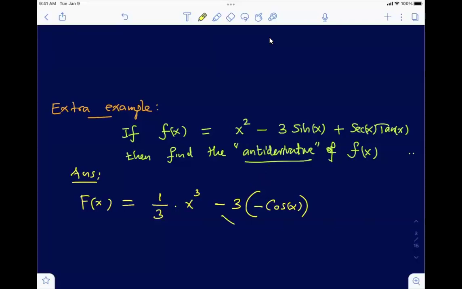Now, in the next step, you can just put them together and make it just plus cosine x. So let me do it right now. I will just put that plus sign here and then cosine x. And then secant tangent is none other than a result of secant x. The antiderivative of secant tangent is secant. Then plus c is our arbitrary constant, the placeholder for a constant.